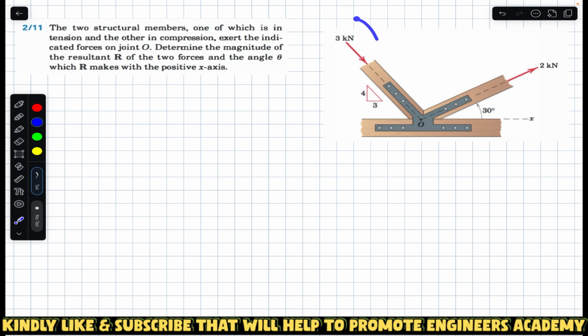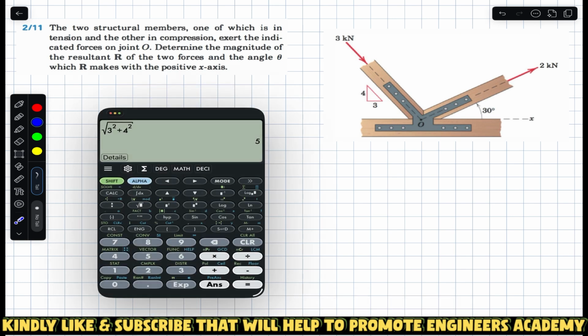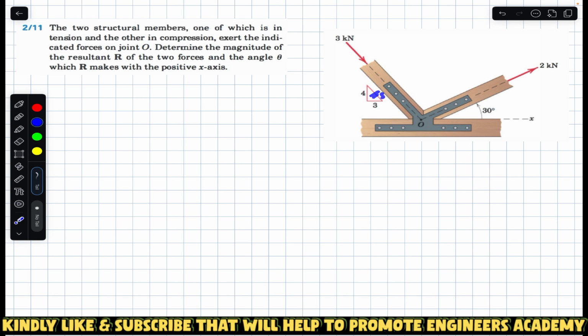and the direction of this 3 kilonewton force, or we can say the angle of this 3 kilonewton force with the horizontal, is given in the shape of this right angle triangle. So first of all, if we find the hypotenuse of this triangle, we can always apply the Pythagoras theorem. So the hypotenuse of this triangle will be equal to the square root of 3 squared plus 4 squared, and that is equal to 5. So you can see that the square root of 3 squared plus 4 squared is 5. So the hypotenuse of this triangle is 5. Let me write that the hypotenuse of this small triangle is 5.